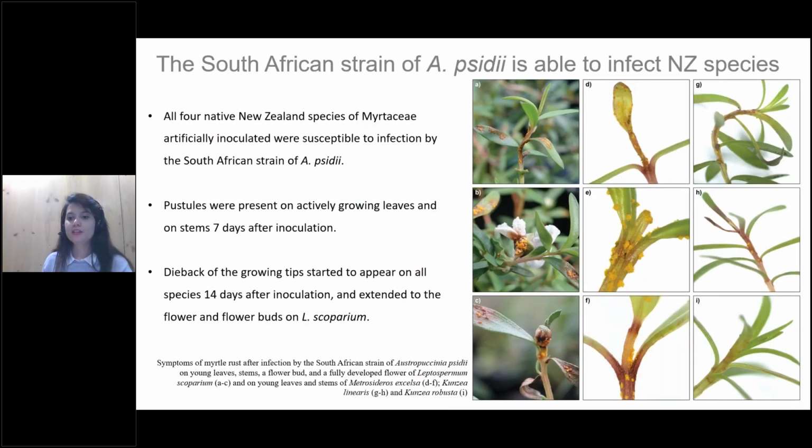What we have observed is that the 4 New Zealand species that we inoculated were susceptible to the South African strain of Myrtle Rust. Pustules containing spores were developing on young leaves and on the stems as early as 7 days after inoculation. By 14 days, dieback of the growing tips started to appear on all the species because of the rust infection. On Leptospermum scoparium, flowers and flower buds were infected every time that they were present, and this resulted in flower abortion.